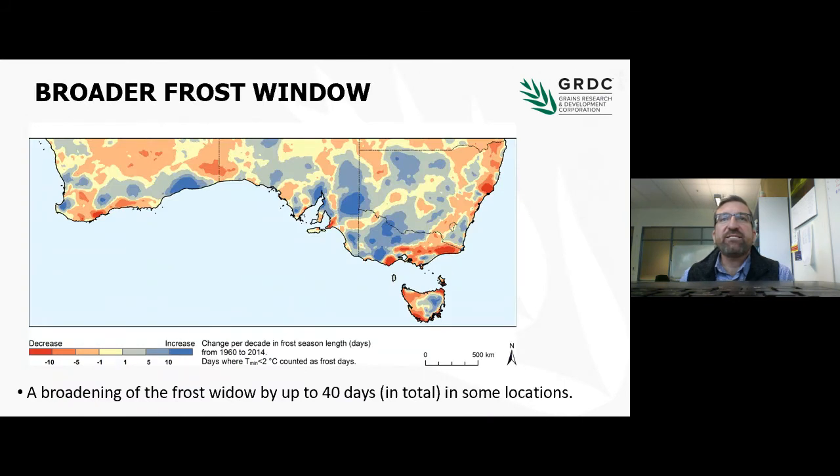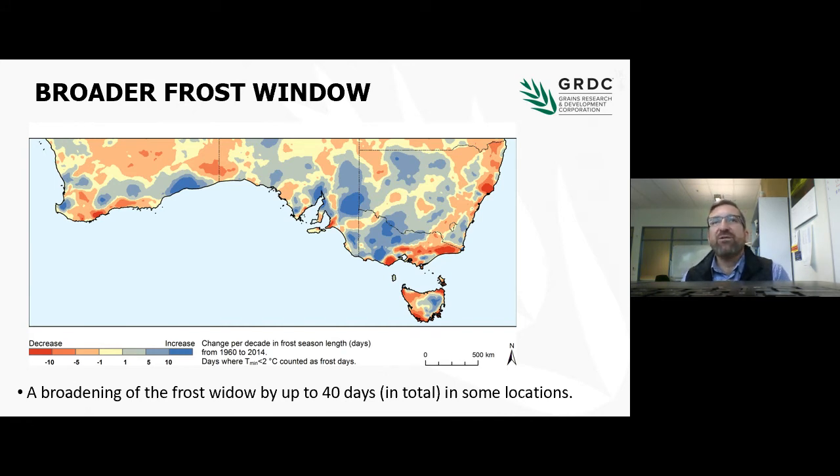What we're also seeing is a change in the frost window. And we calculate the frost window by looking at the start of the frost season, so the date at which the first temperature, which we would classify as a frost, would occur, and the end of the frost season, which is the last event, which we would classify as a frost. And again, if you focus on the blue, it represents where the frost window is actually broadening. And the very dark blue points that you can see in Victoria represent an increase of the order of about 40 days. So the frost window is now 40 days longer than it was in the earlier part of the record.